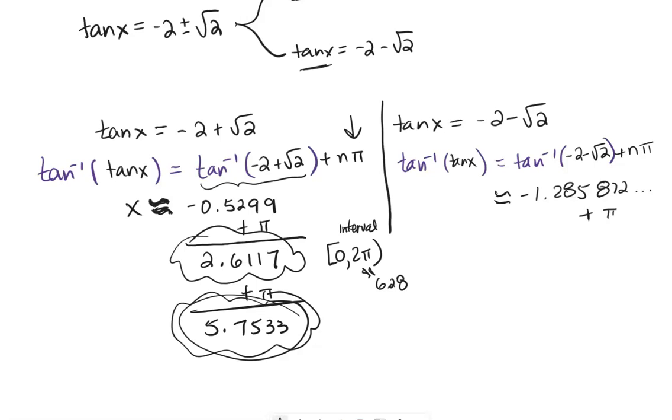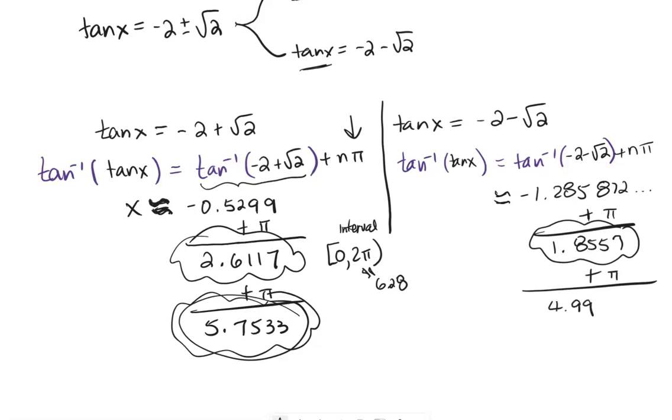So again, we're going to add pi to that. You get approximately 1.8557. So that is a solution. And of course, you can approximate in your head. If you add another pi, it will also be within that interval 0 to 2 pi. So the final answer would be 4.9973. So here are the four different answers: 2.6117, 5.7533, 1.8557, and 4.9973. I hope this helps.